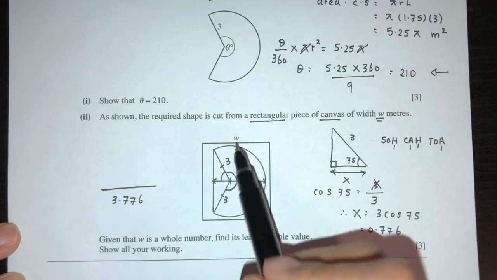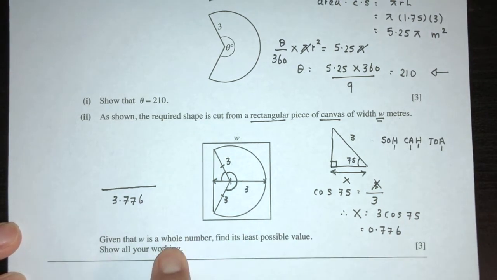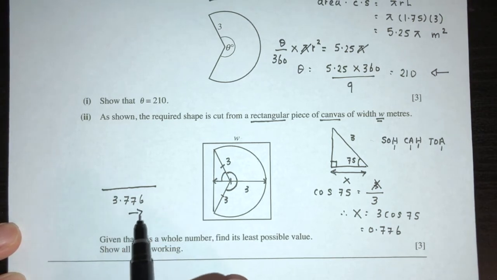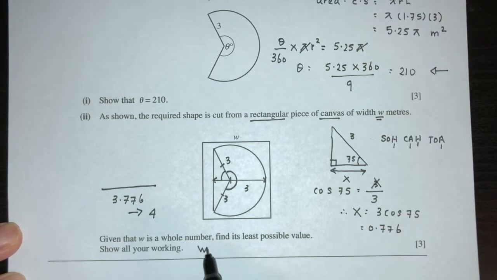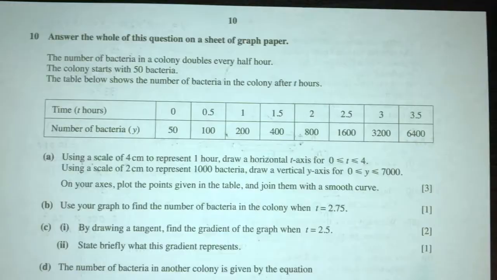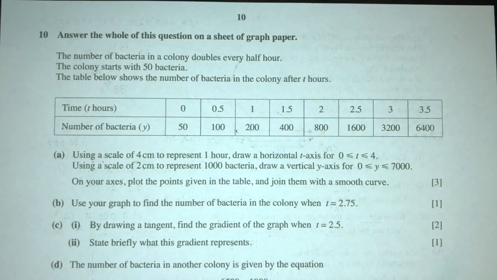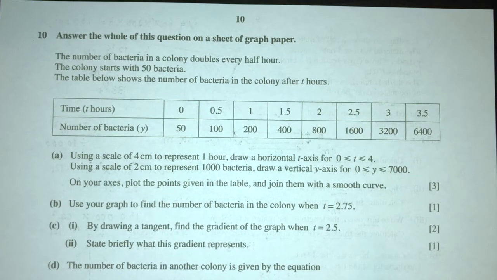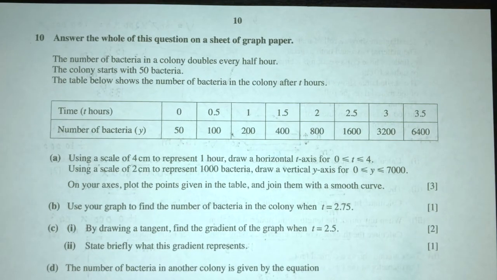Now, W is a whole number. So what is the whole number after this number? You would say it is 4. So W has to be 4. Okay, and that will be your question number 9. Let's move on to question number 10. So this one is a graph question. So we will need a piece of graph paper for this. Okay, so answer the whole question on a graph paper.